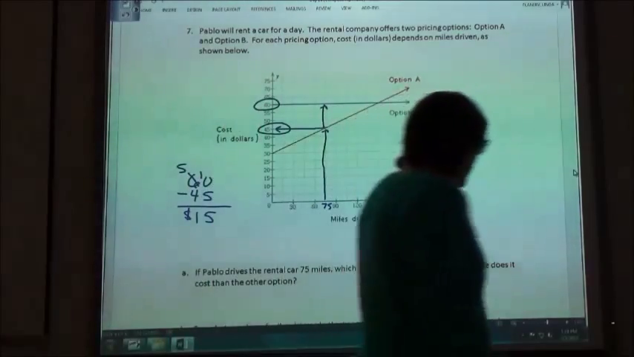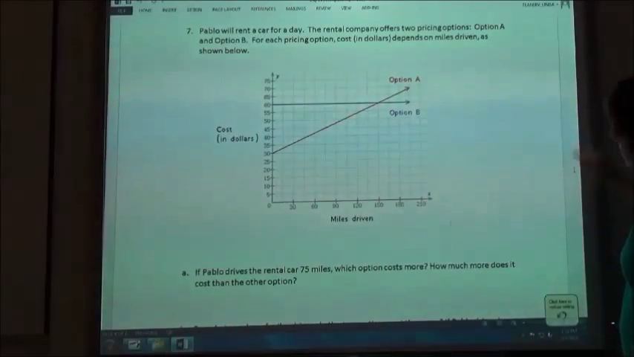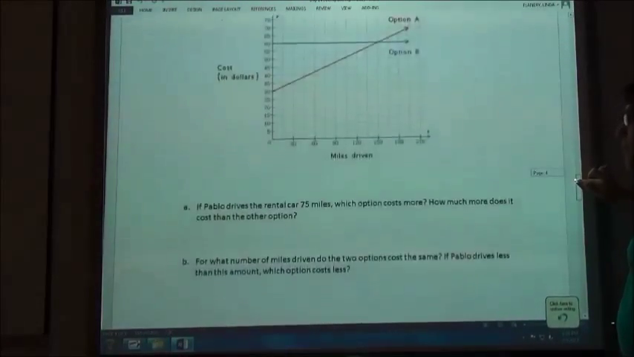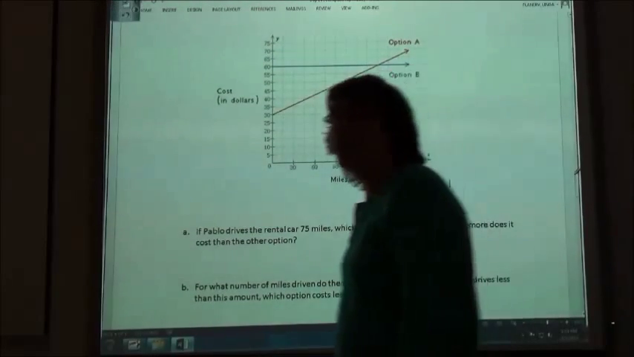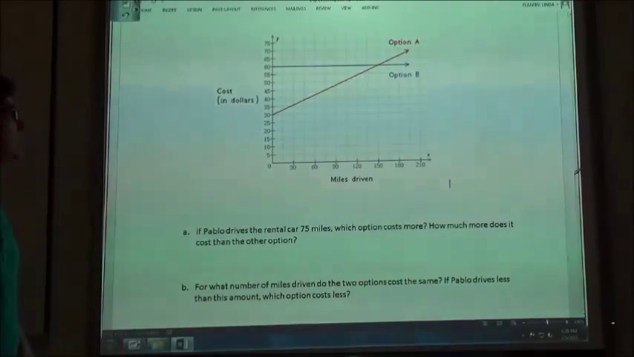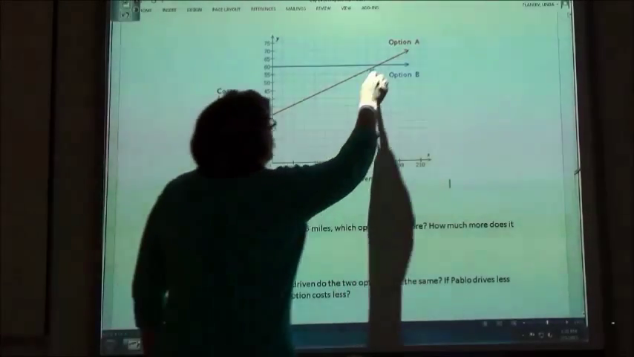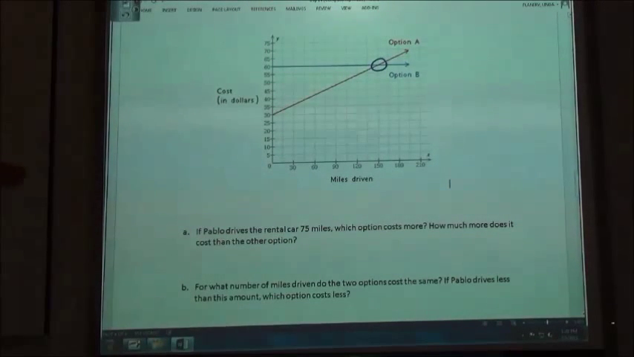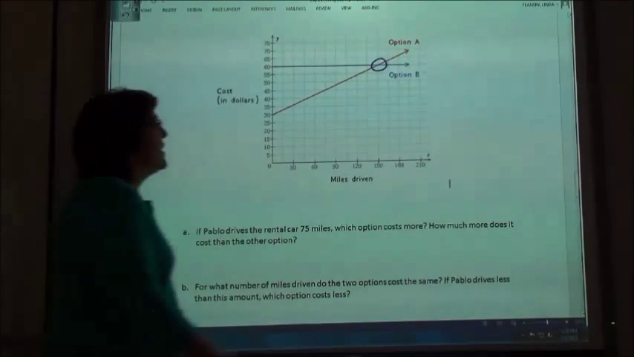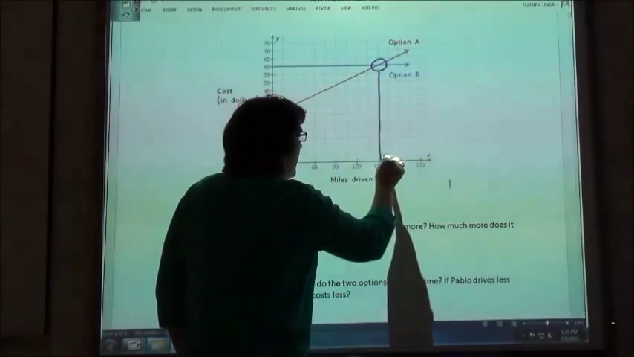Now, I got to move my board a little bit so we can see the second part of that question. The second part of that question says, for what number of miles driven do the two options cost the same? Well, where do they cost the same? They cost the same right here where the two lines intersect each other. The miles are dropping down to the bottom, so how many miles is that? 150 miles, right?